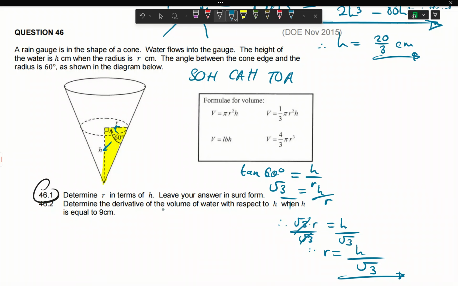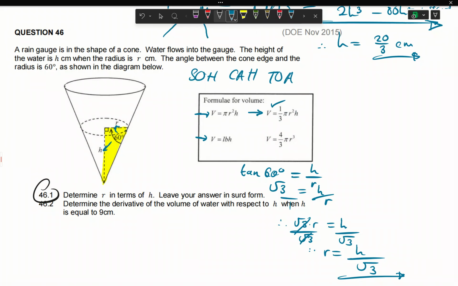Okay, determine the derivative of the volume of the water with respect to h when h is equal to 9. You see now, we have to use the volume formula. You have to see which one will be the correct one to use, guys. This one, or this one. This one, guys, is for a sphere. This is the volume of a sphere, guys. You don't have a sphere here. This one, yes, you're going to use this one.